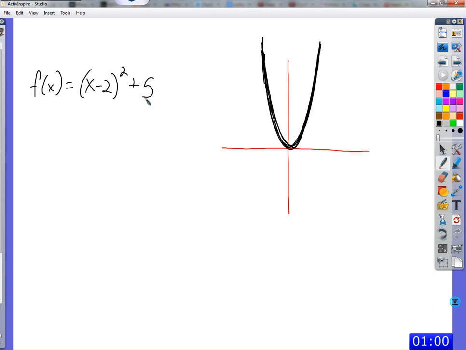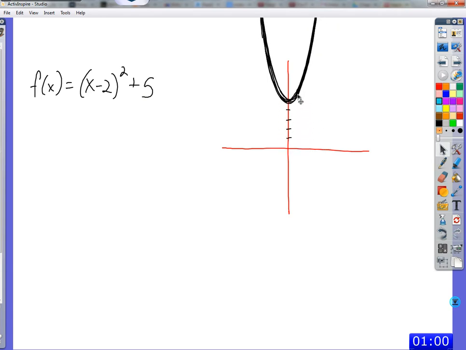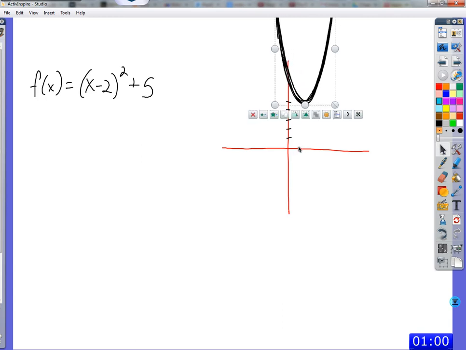So using our knowledge of shifting right and left and up and down, where will this graph be compared to your basic y equals x squared graph? Up. Plus 5 can be up 5. So we have to look at the grid and see where up 5 is. 1, 2, 3, 4, 5. It's up 5 and? Right. To the right 2. So then we'll have to find 2. That's right there.